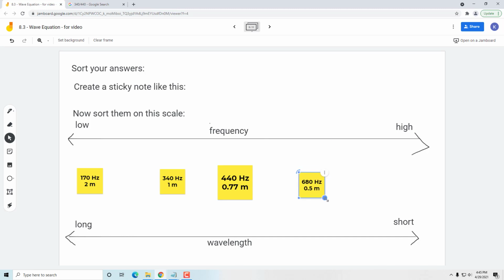So we see that as frequency increases, as frequency goes up, the wavelength gets shorter and shorter. That's the big idea from the wave unit, and that's what the wave equation really is saying.